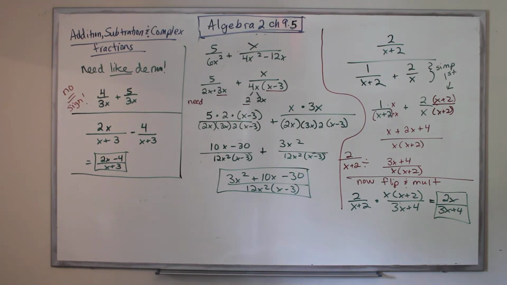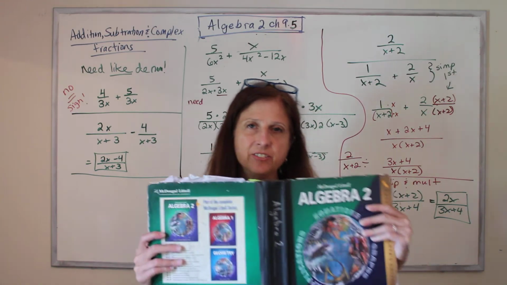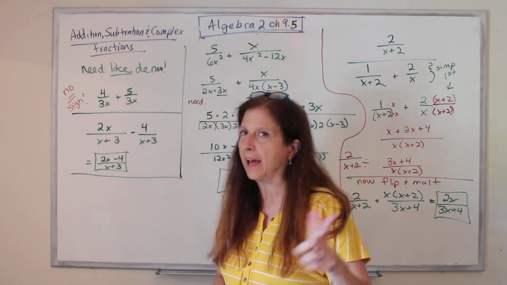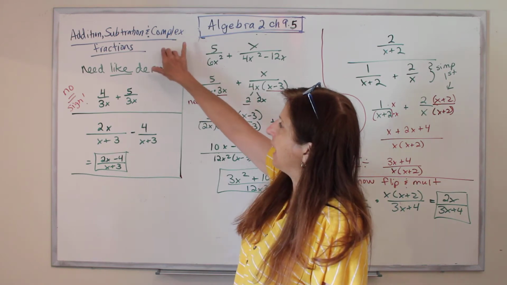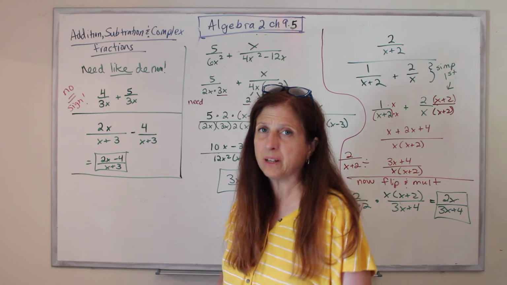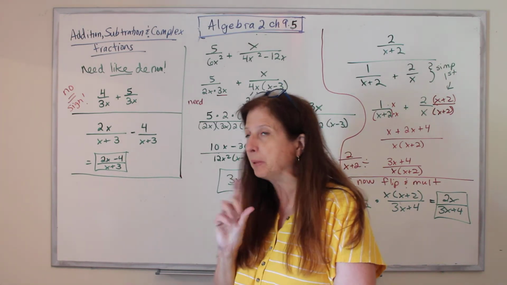Welcome back to Algebra 2, Chapter 9, Section 5 in this book. And we have been doing some fancy math. So now we're going to add and subtract complex fractions. You're like, I thought the ones we did were complex. Well, these are going to be a little bit more complex.